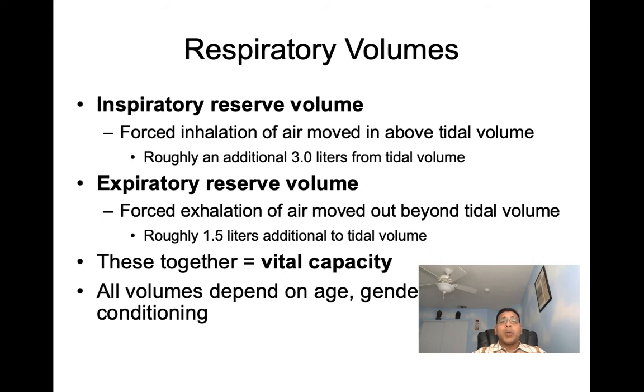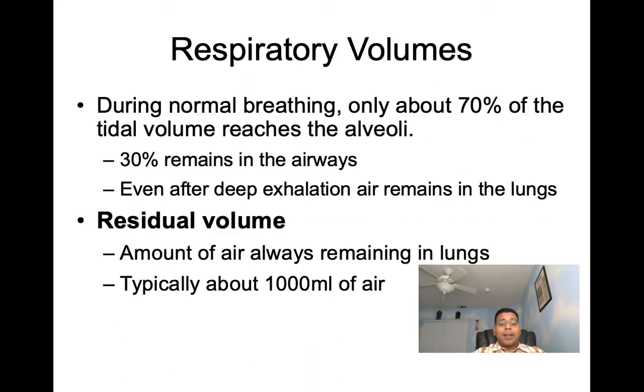When we talk about our capacities, we have first vital capacity. Vital capacity is going to be the sum of the tidal volume, the inspiratory reserve volume, and the expiratory reserve volume. Respiratory volumes depend on various factors such as age. They start decreasing by about age 30. Gender plays a big role here, and also physical activity. During normal breathing, only about 70% of the tidal volume actually reaches the alveoli. We'll see 30% is going to remain in the airways.